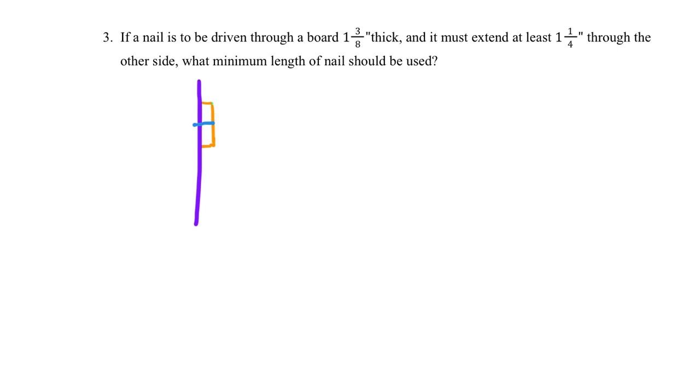So what the problem says is, my board is 1 3/8 inches thick, and the nail has to extend at least 1 1/4 inches into the wall to provide a good anchor. Okay, this is a calculation you've got to make at times. How far do I need to get that screw to go into the wall to properly anchor? Therefore, what length of screw do I need to build whatever I'm building?